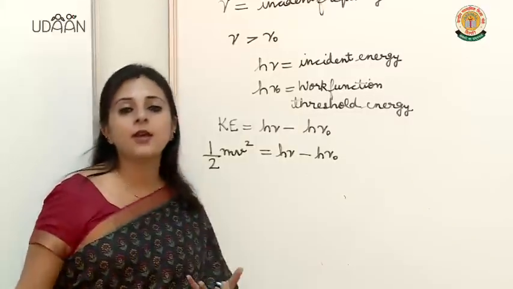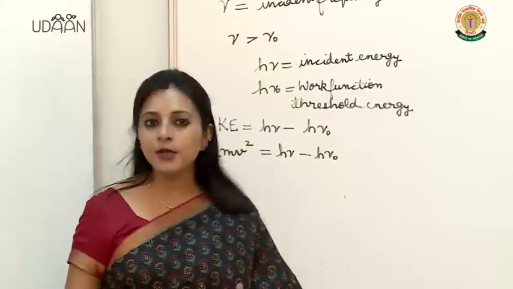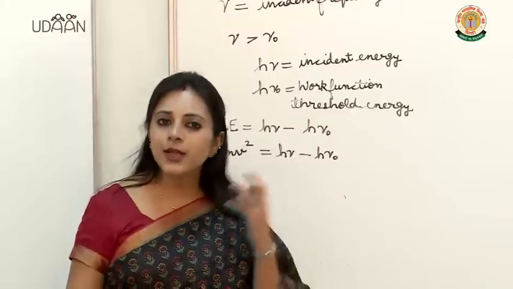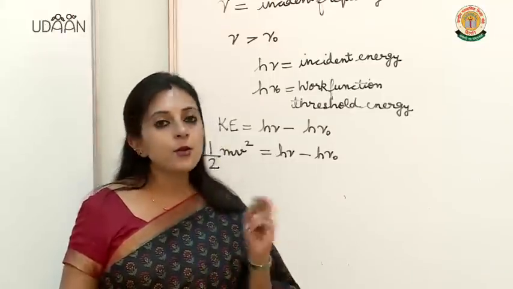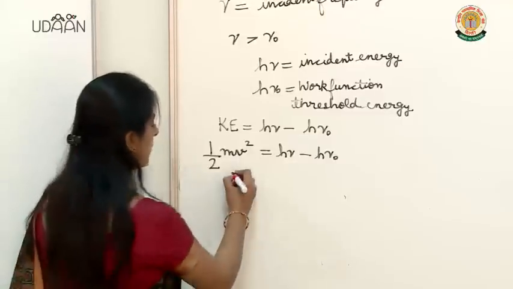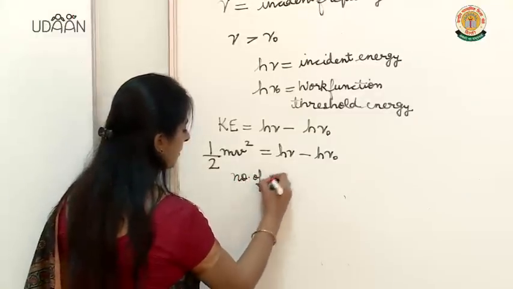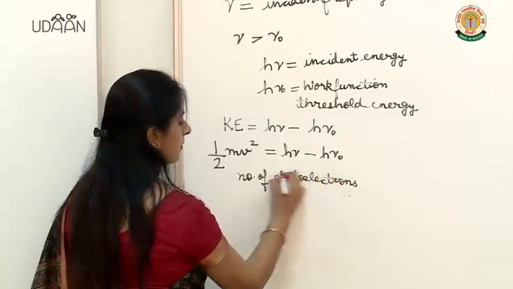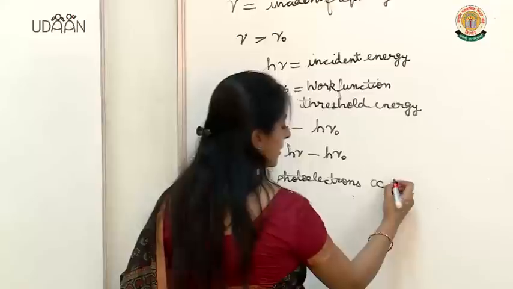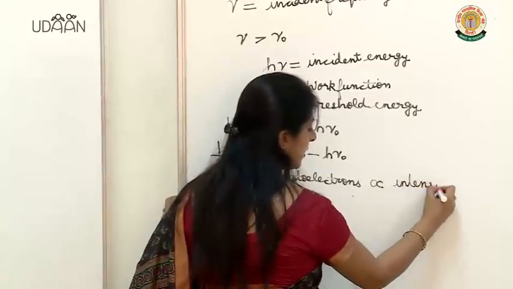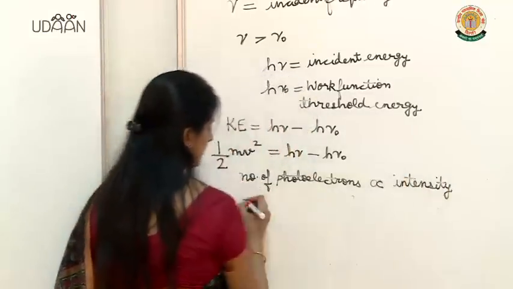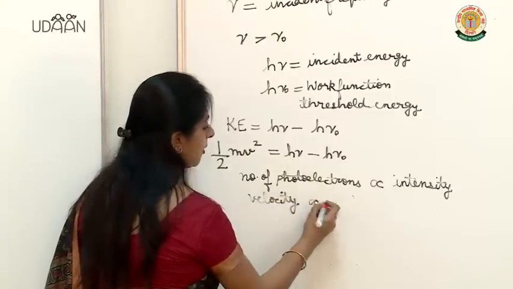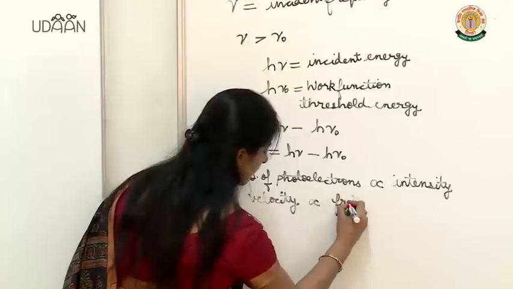Now, how many photoelectrons will be emitted? It will not depend upon the frequency. It will depend upon the intensity of the light. So, that means the number of photoelectrons emitted is directly proportional to intensity, and the velocity of the photoelectron will depend on frequency.